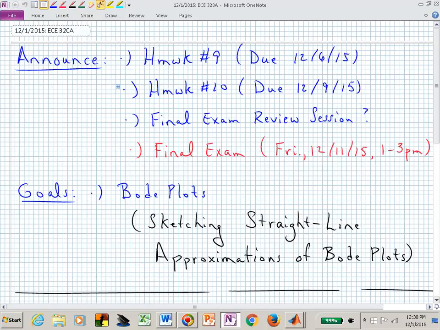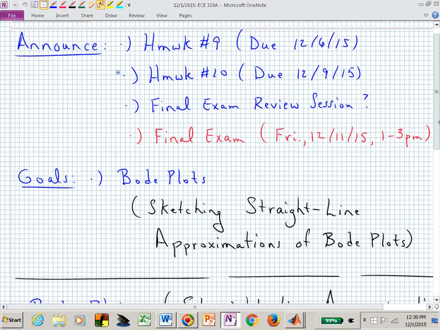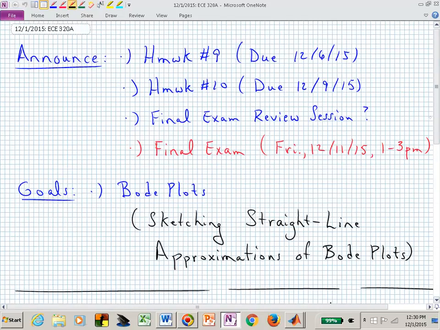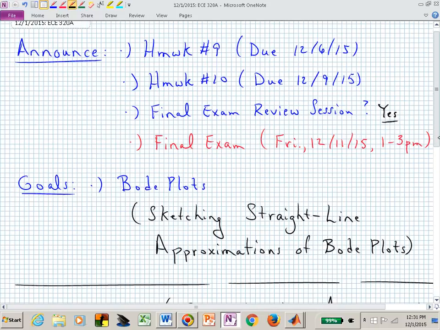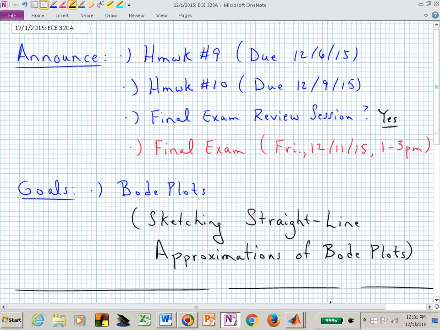That's due on Sunday. And then homework number 10, and I have to decide what we will be doing on that, but that will be due on the 9th. Is there any interest in a final exam review session? All right, we'll have to figure out when we have that, if it's possible to have, so stay tuned on that.